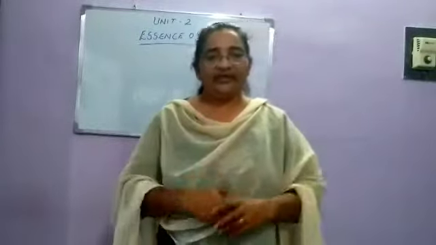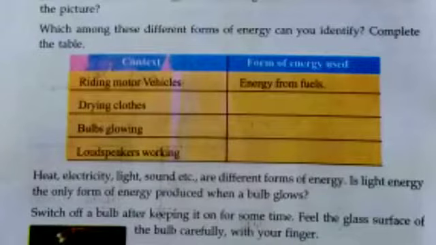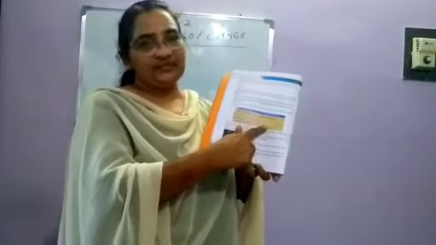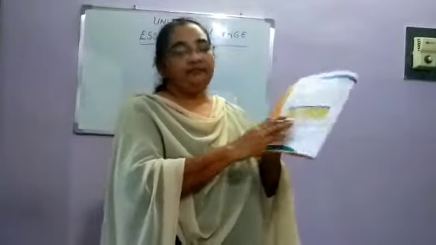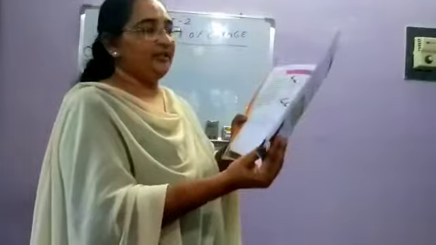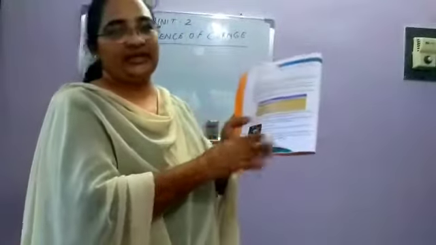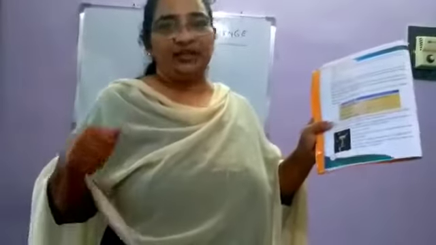Now, down there in your textbook, you have a table given. Your work for today is to complete that table. What is in the table? Here the content is given, and the form of energy used is to be filled in. So, looking at the picture which you have observed, you have to write down. The first one is riding a motorcycle. You have seen a motorcycle. Some of you will be having a motorcycle at home, isn't it?